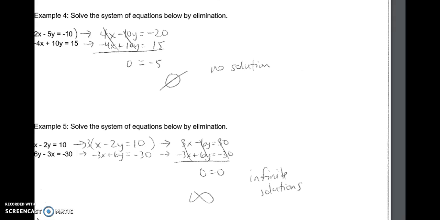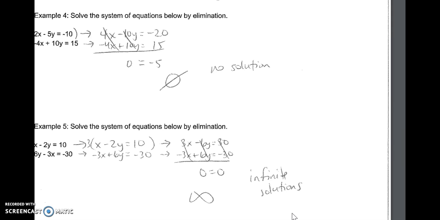0 equals 0 is a true statement. So you are going to write down the words infinite solutions. Notice these symbols are not enough as answers. You need to write the words no solution or write the words infinite solutions. You cannot leave symbols. That is not okay. So you need to actually be writing those.